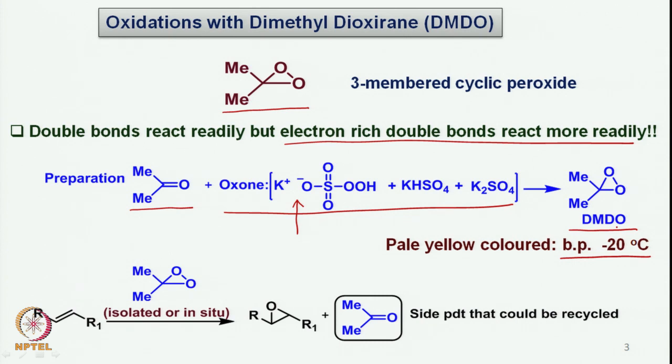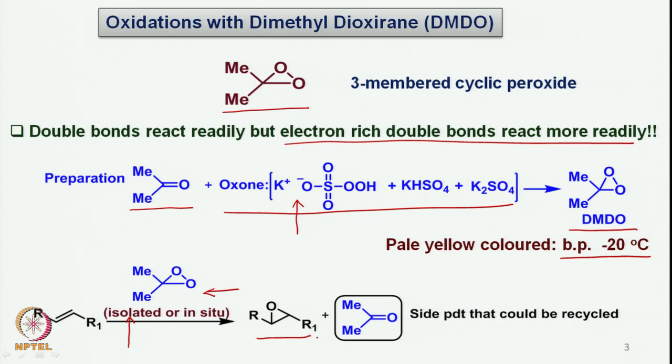Now there are several ways by which this reaction can be done. You can either isolate this DMDO by distilling and cooling it at low temperature, and then you carry out the reaction. So you can have an isolated way of doing it, or you can also do it in situ. In situ means inside a reaction, we put acetone and also oxone, and as soon as the DMDO is formed, the DMDO reacts with the olefin and the epoxidation occurs.